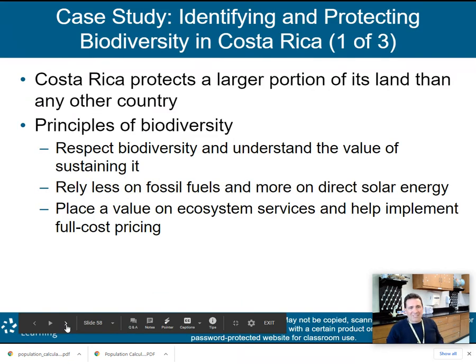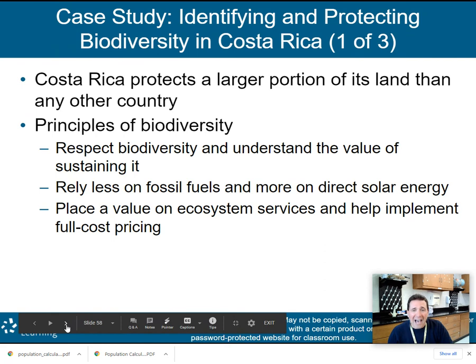Last case study we'll look at for this part: identifying and protecting biodiversity in Costa Rica. Again, we spoke about this a little bit at the beginning of the lecture in the previous part 1. Costa Rica protects a larger portion of its land than any other country. They respect biodiversity and understand the value of sustaining it. They rely less on fossil fuels and more on direct solar energy, so they don't have to go in there and degrade their rainforest to get these fossil fuels.